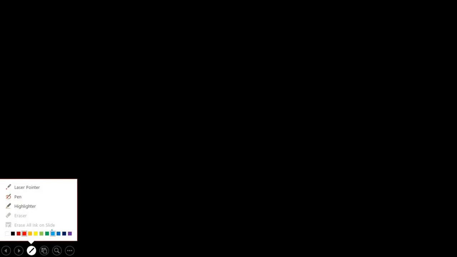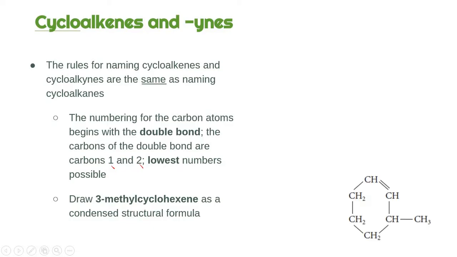Try 3-methylcyclohexene. Is it right? 3-methylcyclohexene. So first, cyclohexene, six carbons. Then the double bond is here at 1, 2, so 3, 4, 5, 6, and the methyl is at 3. It is that simple, just like this.